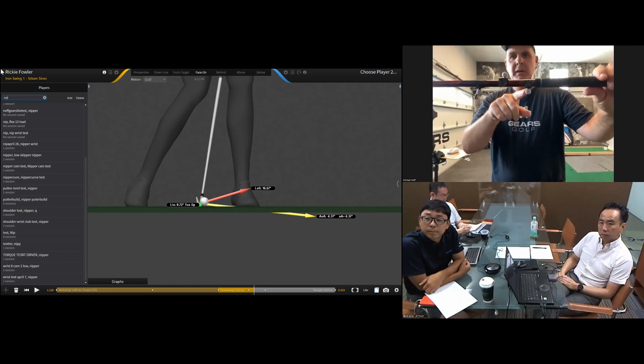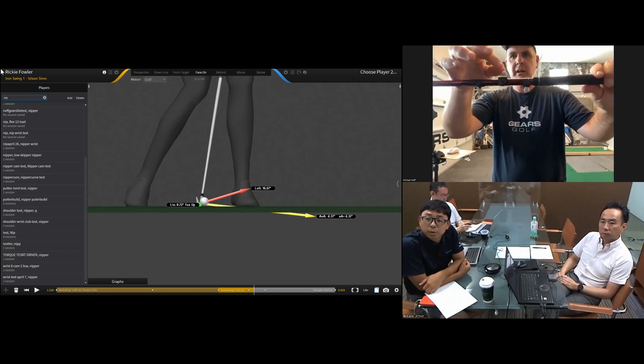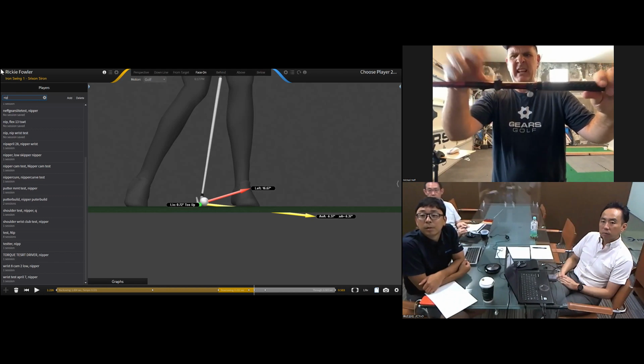So this is no. This is bad because it's a triangle. You have to put it offset like that.